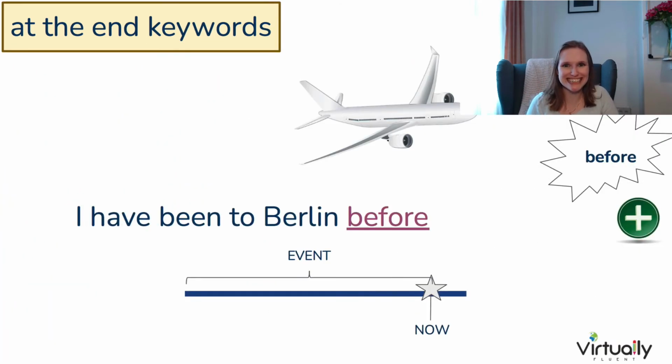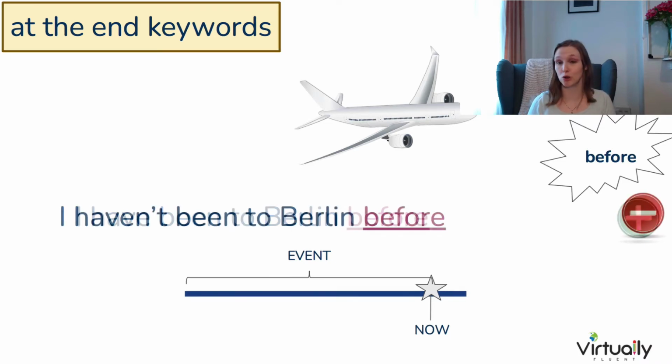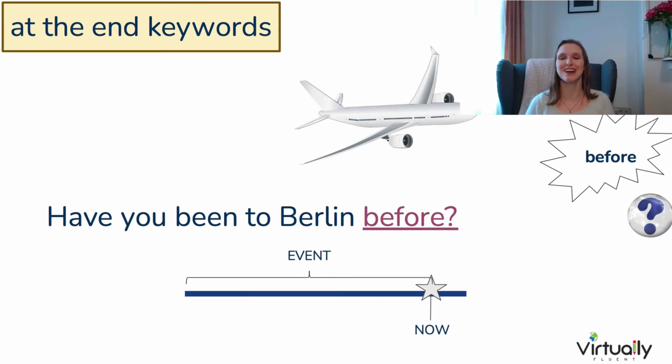And our second "at the end" keyword is before. This is very similar to never and ever. It talks about any time during your life. I have been to Berlin before. And you can see this is used with an affirmative verb. It's also totally fine with the negative. I haven't been to Berlin before. And it's also fine as a question. Have you been to Berlin before?